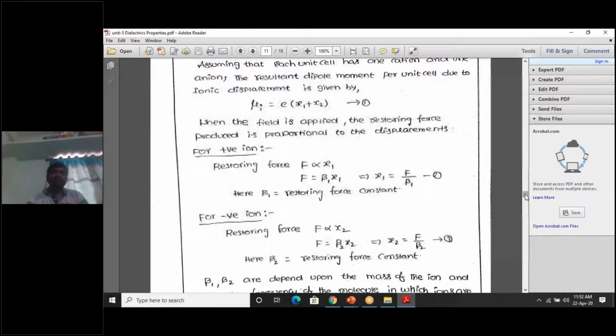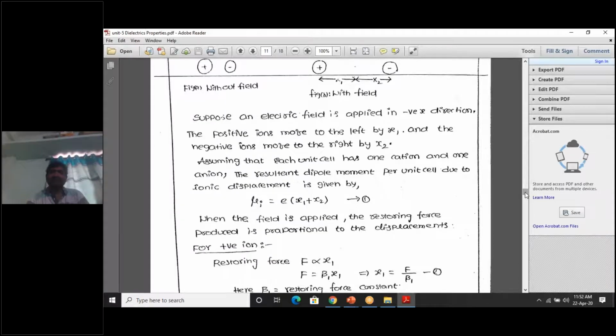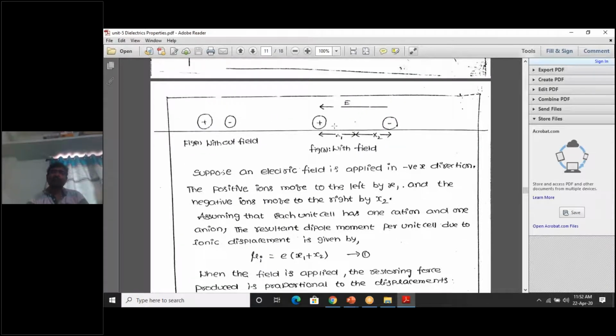So the restoring force means what? This electric field applies a force on the positive charge and negative charge from their original position. This is the original position, and this is the displaced position. Due to the application of electric field, some force is acting on the plus and minus charges. This in turn creates what force inside the dipole? Restoring force. This restoring force tries to bring the dipole back to the original position. Actually they are now separated by X1 plus X2.